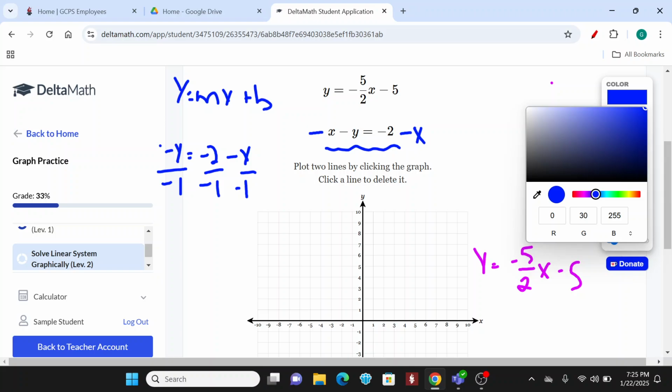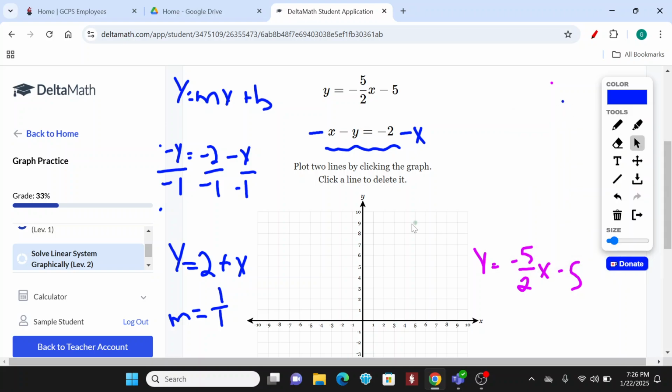So now our final equation is going to be y equals, well, negative 2 divided by negative 1 is a positive 2. That's our positive 2. And then negative x divided by negative 1 is a plus x. And as we know, this x here is going to be our slope, and since there's an invisible 1, it's just 1 over 1. That is our m, which is our rise over run.